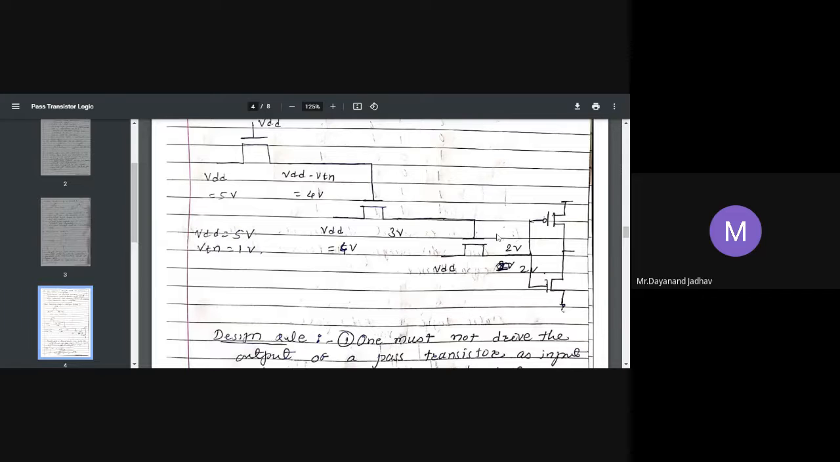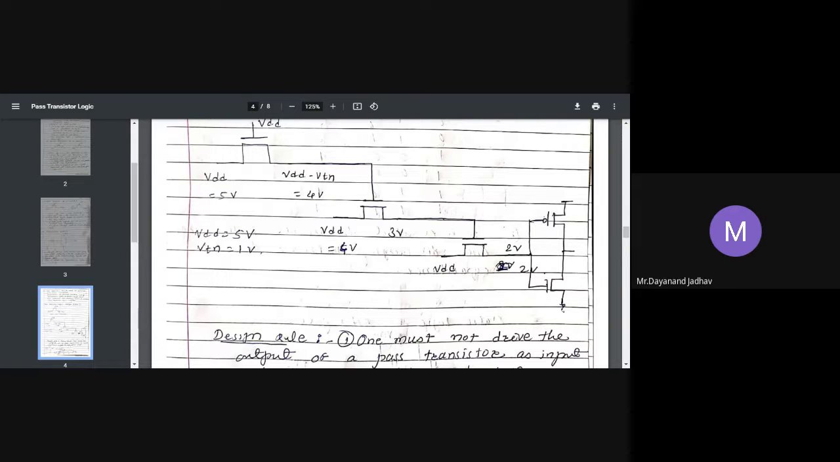If it is 2 volt, then an inverter is applied here. This is the inverter, with the pull up network and pull down network, that is PMOS and NMOS. Then we get the output. Now, what are the design rules for this pass transistor logic?